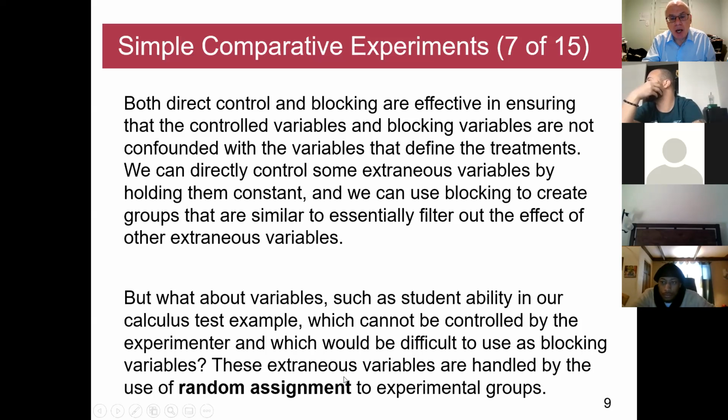Well, that's where random assignment comes in. By randomly assigning treatments to experimental groups, you take care of not only the extraneous variables that you're aware of, but also those that you are not aware of. All right, and that's why random assignment to experimental groups is very important. And how do you do that? You do it similar to how we talked about with observational studies.